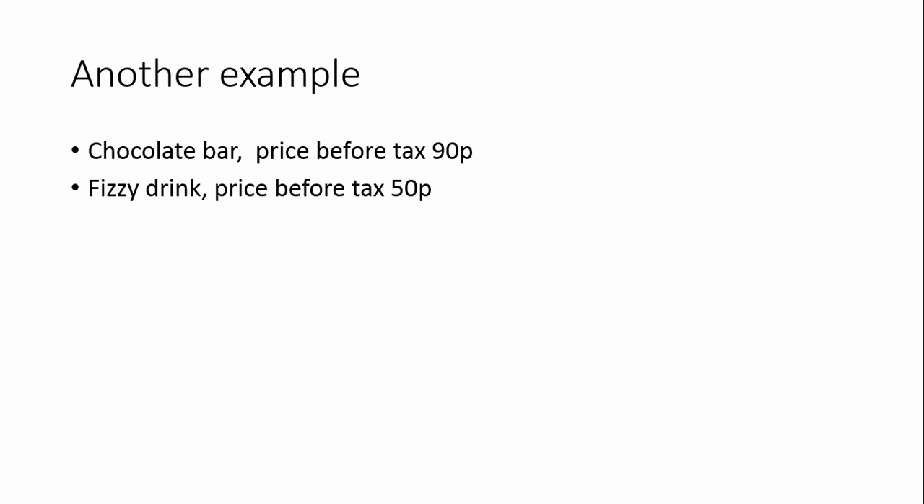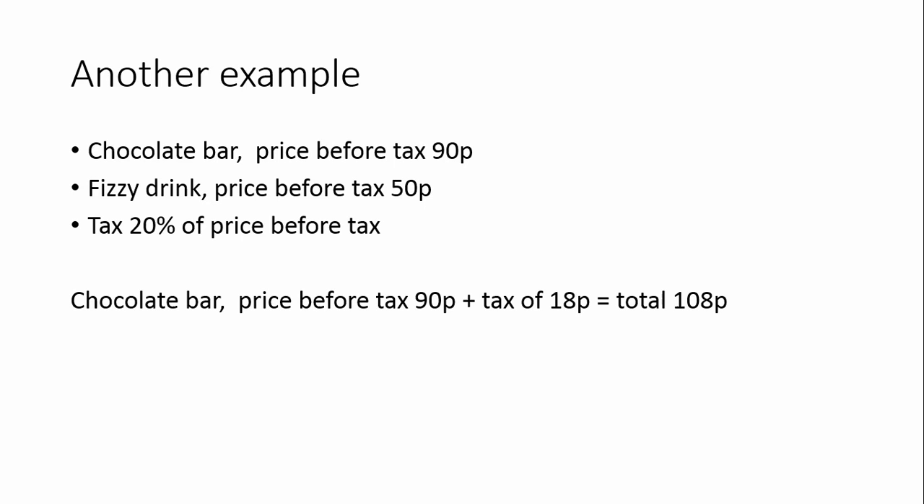Now, let's look at something slightly different that you're more likely to come across and calculate on the computer. This is tax. So we've got the chocolate bar, and the price before tax of this chocolate bar is going to be 90p, and we've got the fizzy drink, and the price before tax is going to be 50p, and they're both local values. But we have a global value, which is VAT, value added tax, at 20% of the price before tax, and we can apply that to both the chocolate bar and the fizzy drink. So we now see that the chocolate bar is equal to the price before tax, which is its local variable or local value, plus its tax, which 20% of 90p is 18p, so we get a total of 108 pence.